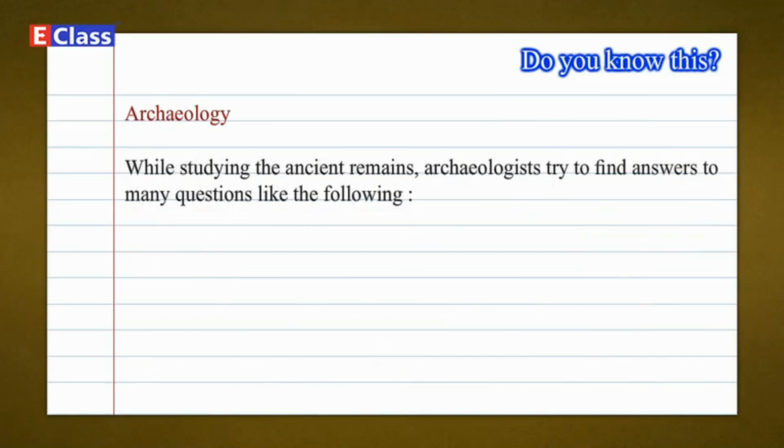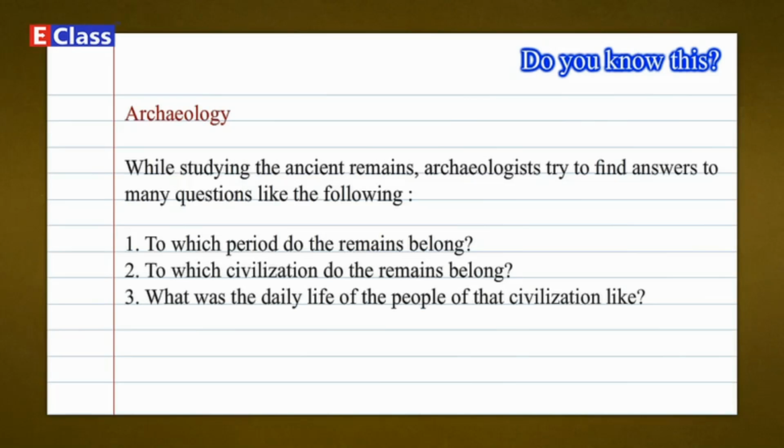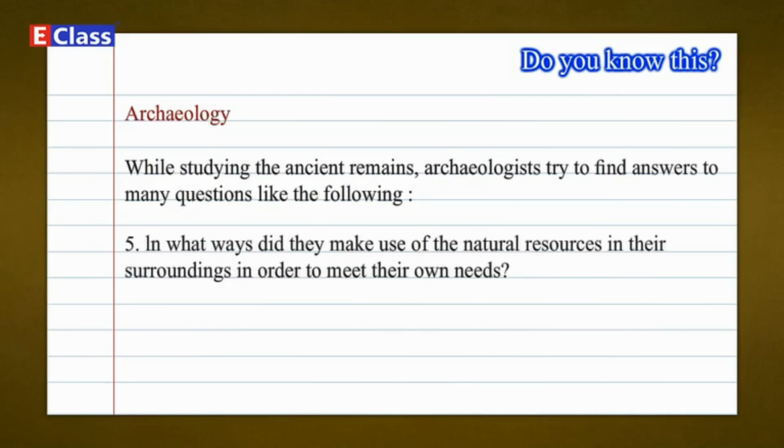While studying the ancient remains, archaeologists try to find answers to many questions like the following: 1. To which period do the remains belong? 2. To which civilization do the remains belong? 3. What was the daily life of the people of the civilization like? 4. What kind of relations did those people have with the people of other civilizations? 5. In what ways did they make use of the natural resources in their surroundings in order to meet their own needs?